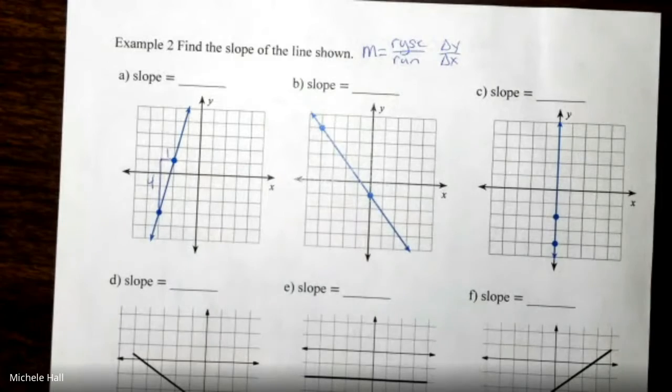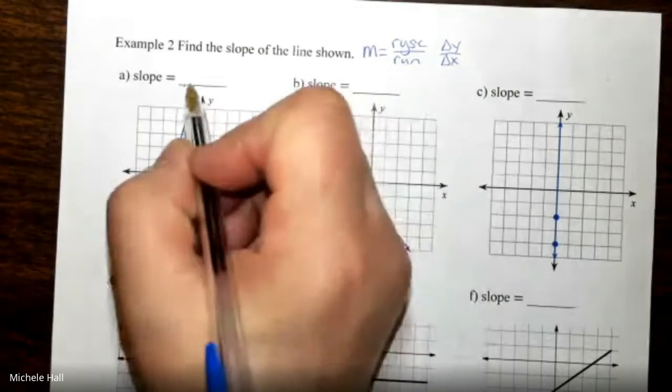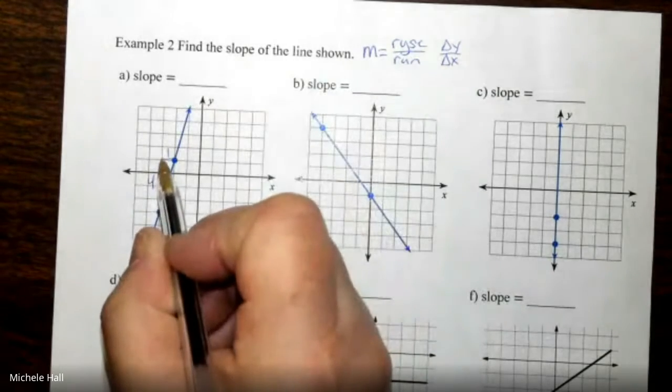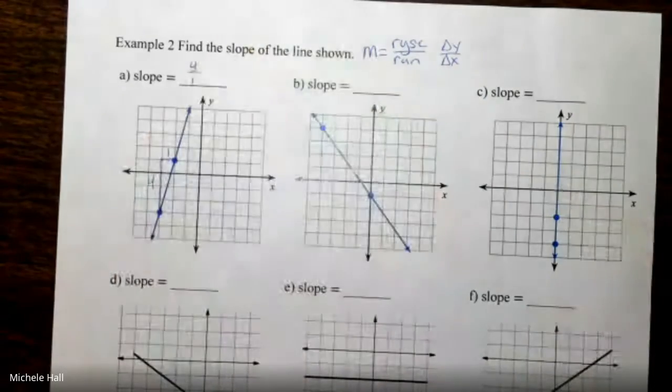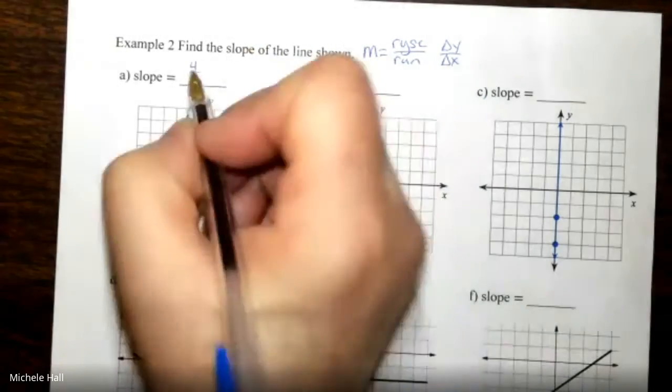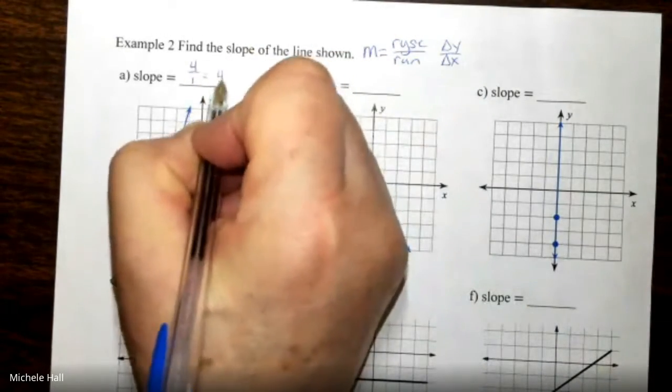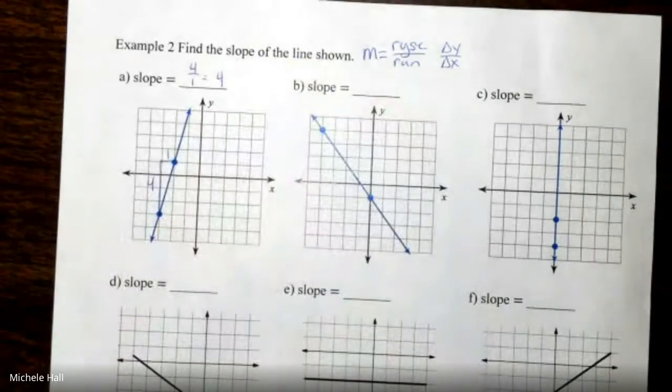Direction's going to matter in whether you're going to have a negative number or a positive number. So my slope is rise 4 and run 1. Rise 4 and run 1, and 4 divided by 1 is 4. My slope is 4.